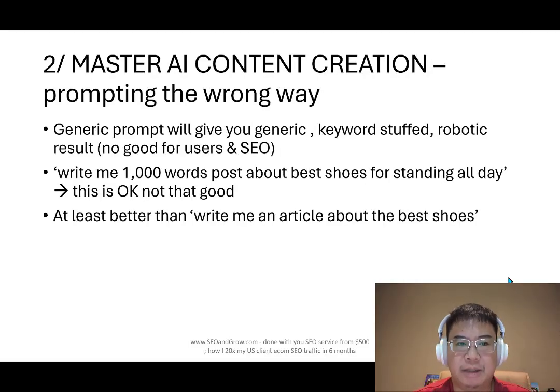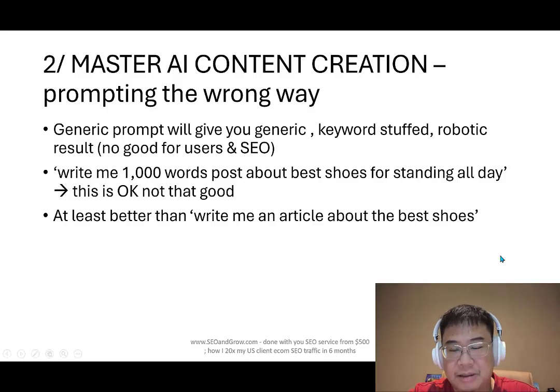Move on to number two, master AI content creation, and don't prompt the wrong way. Prompting the wrong way means a generic prompt will give you generic, keyword-stuffed, robotic results, and it's obviously no good for users and SEO at the same time. For example, the worst is: write me an article about the best shoes. That's it. Slightly better than that is: write me a 1,000-word post about best shoes for standing all day. That's slightly better.